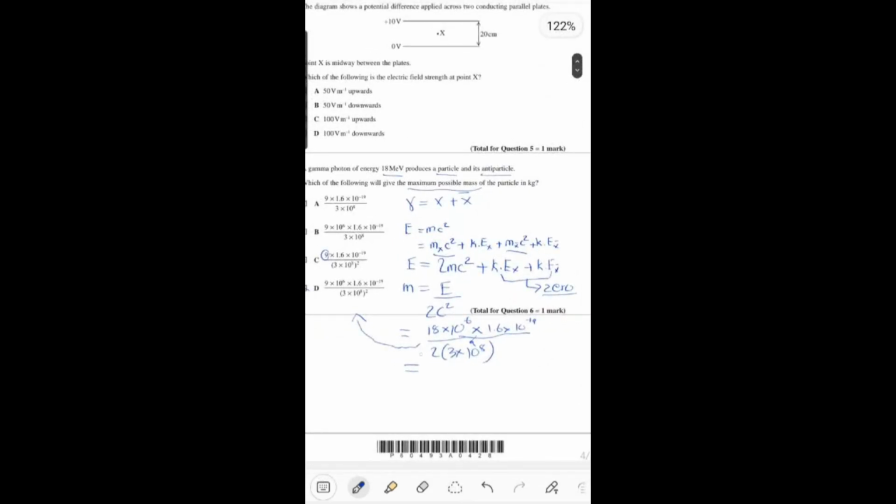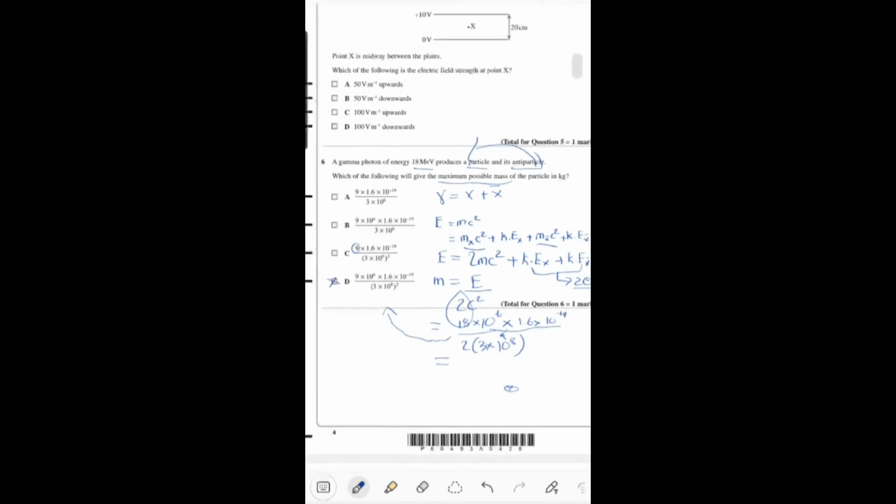That's how your division by 2 comes up, because you are producing a particle and an antiparticle. You're not making just one particle, you're making a particle and an antiparticle with it. That's why.